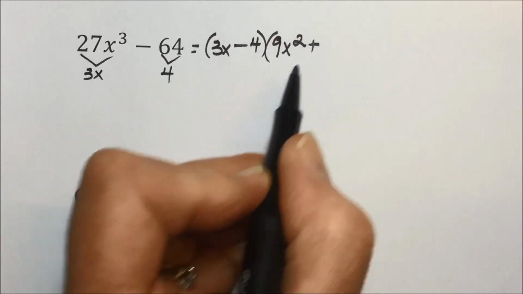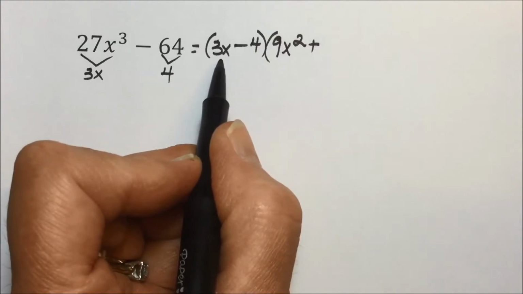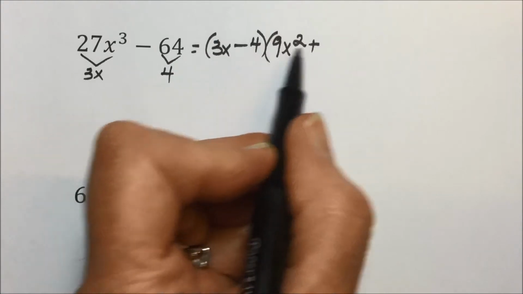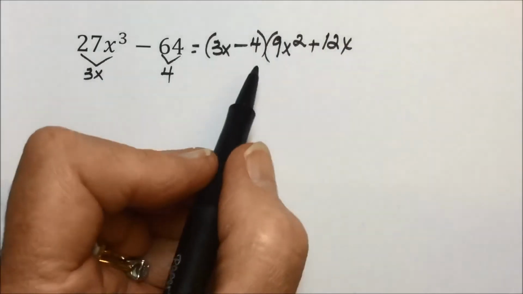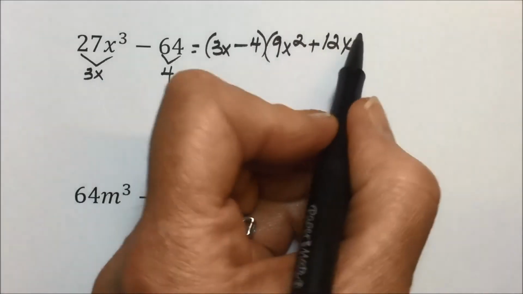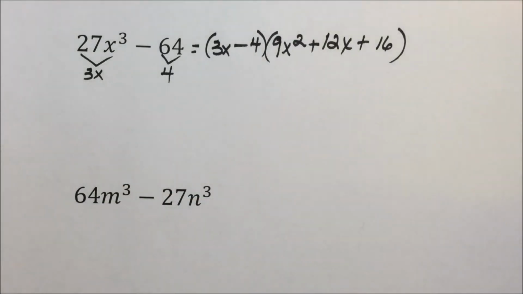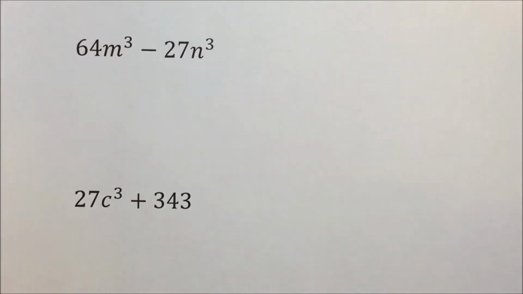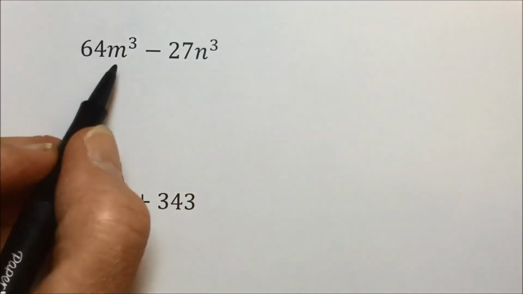Opposite of the sign, the product of the two terms is our next term. 3x times 4 is 12x. And square the last term. Negative 4 times negative 4 is a positive 16. And again, if you multiply the binomial times the trinomial, you should result in this, what we call a difference of cubes. In our next example here, is this a difference of cubes?